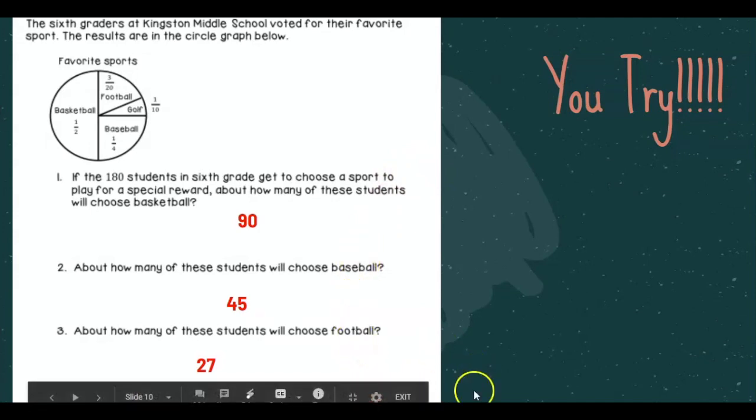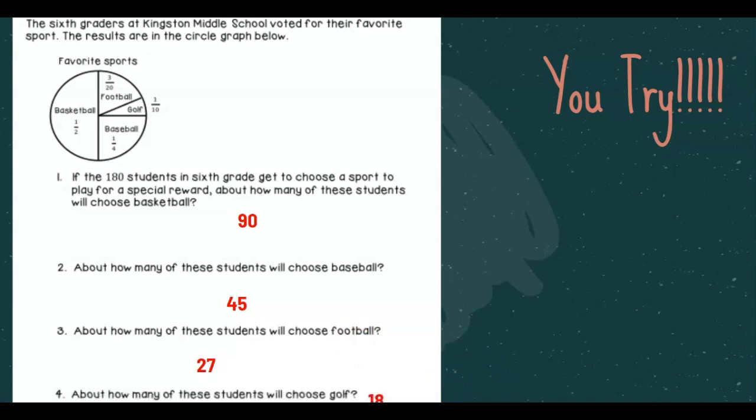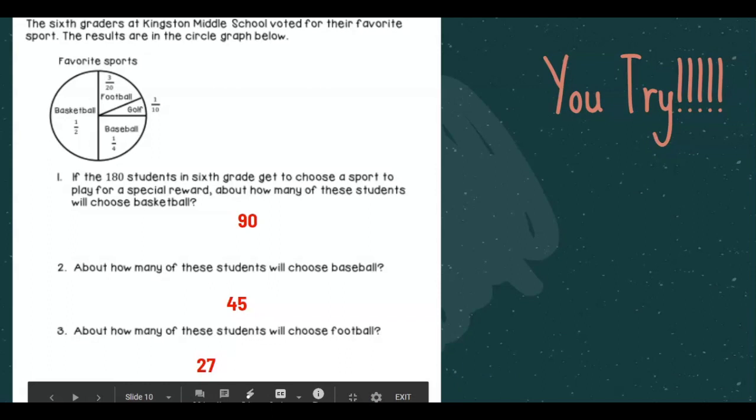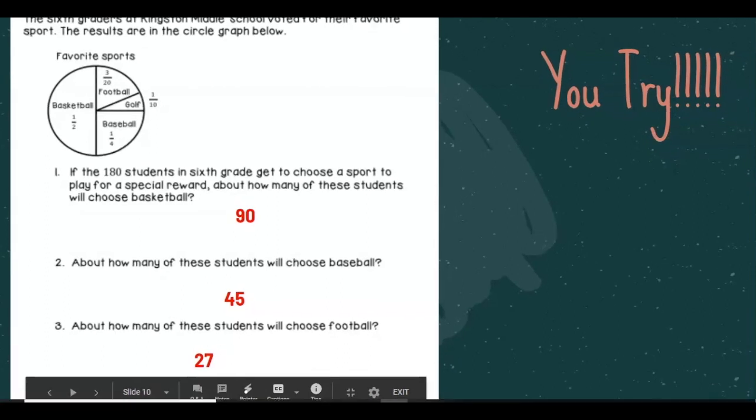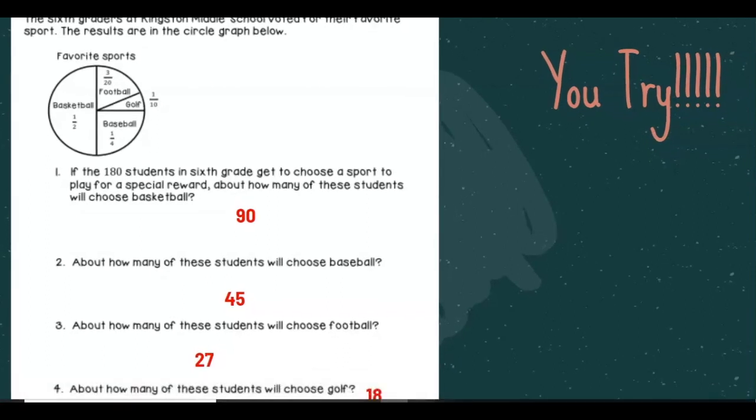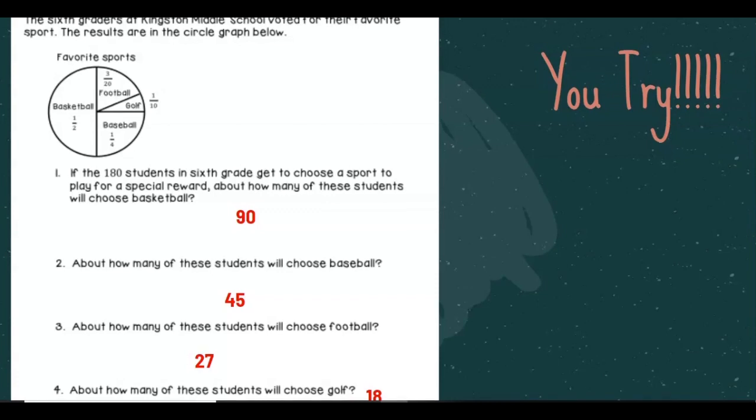For the second one, if you look at baseball, baseball was 1/4, so the denominator was 4. Take 180 divided by 4, and your answer comes out to be 45.